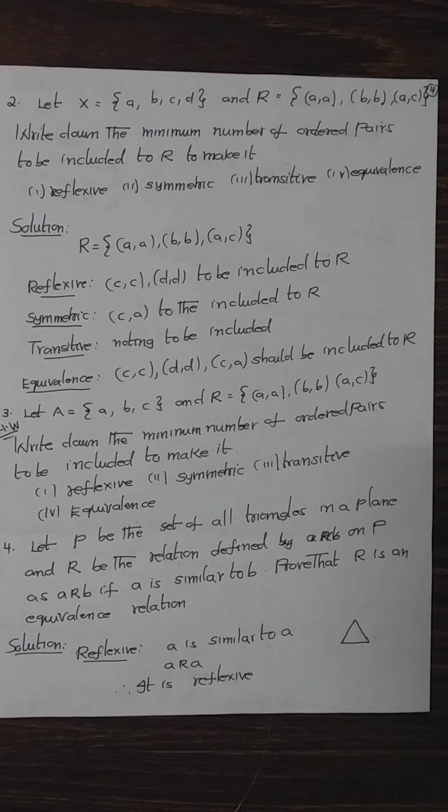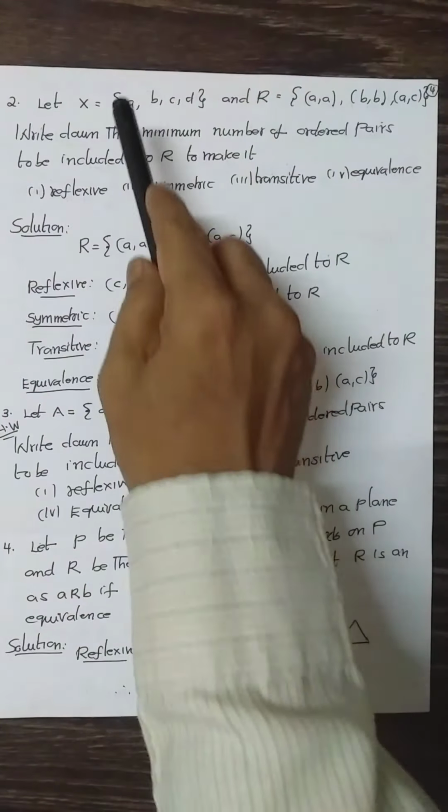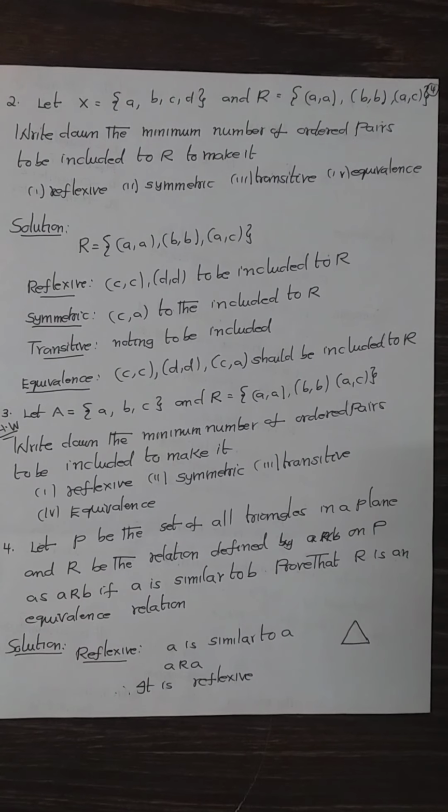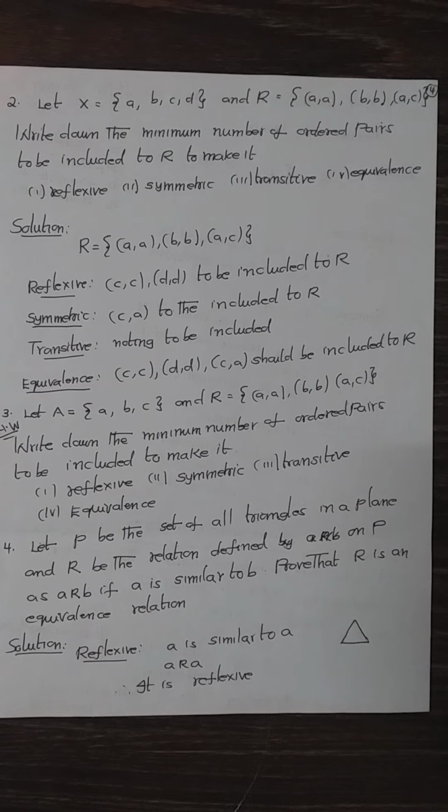Students, recollect the definition of reflexive. Suppose A, B, C, D are the elements present in the given set. Then for each and every element, its image should be there. That means what? (A,A), (B,B), (C,C), (D,D) should be there. Then only it becomes reflexive.